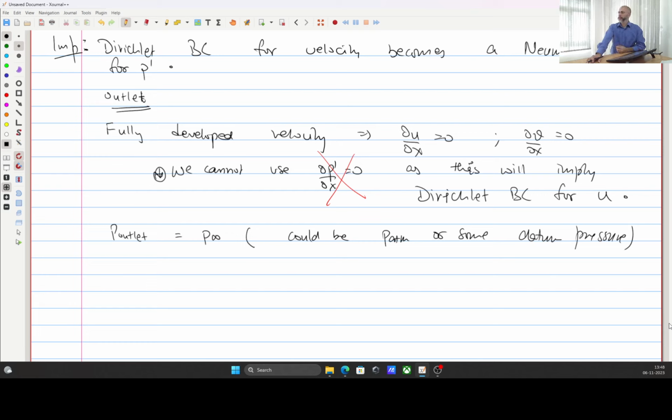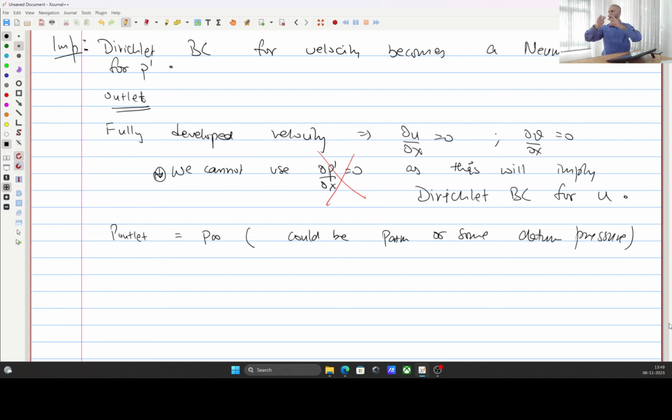Sir, this will imply that if P outlet is a constant, then its gradient will be 0. Between what? If P outlet is some reference pressure, then the pressure inside will be different from the outlet pressure in most cases, if the pressure gradient is there in the flow. So that is what we are calculating, right? We are calculating the differences in pressure.